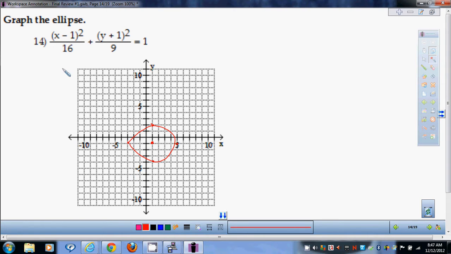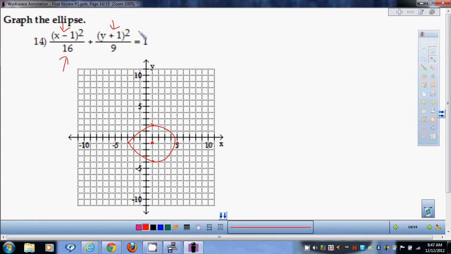First, I went to the x and I said the square root of this number is how far you go in the x direction. So from the center, I went 4 right and 4 left. And then same thing in the y direction. I went 3 up and 3 down. No problem. The center is just like the circle. It's the opposite of the numbers with the x and the y. So it'd be positive 1 and negative 1.